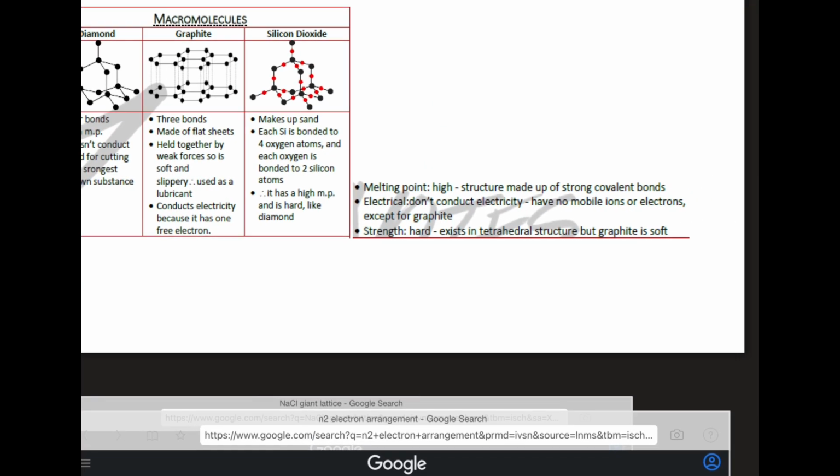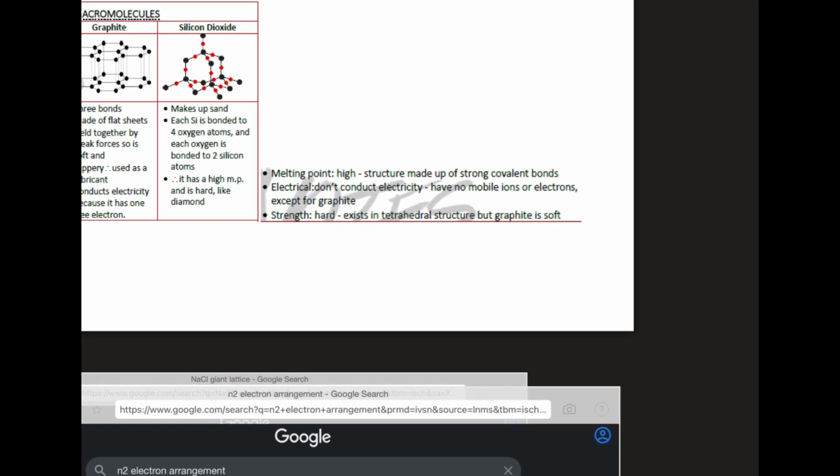Now let's see. The melting point for macromolecules is high. The structures are made up of strong covalent bonds, so we break covalent bonds during the melting process. For electrical conductivity, they don't conduct electricity in general, except graphite. They have no mobile ions or electrons, except for graphite. Graphite has 1 more electron from each carbon, which is free to conduct electricity.